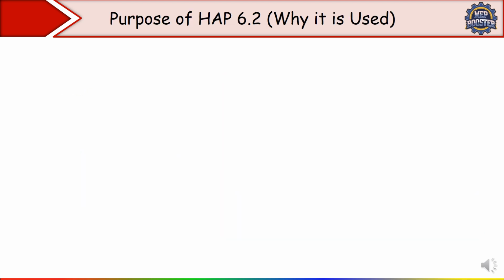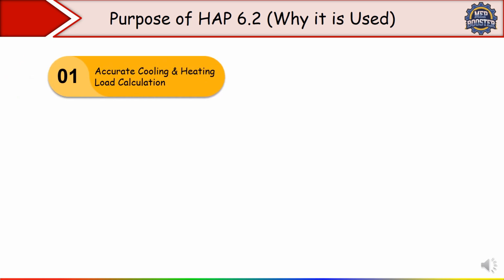Now here I will explain to you about the purpose. What is the main purpose of HAP 6.2 and why is it used? Okay, so the first main purpose is to calculate the accurate cooling and heating load. HAP 6.2 calculates sensible and latent loads, peak cooling load, peak heating load. Unlike manual methods, it uses hourly simulation, giving more realistic results.